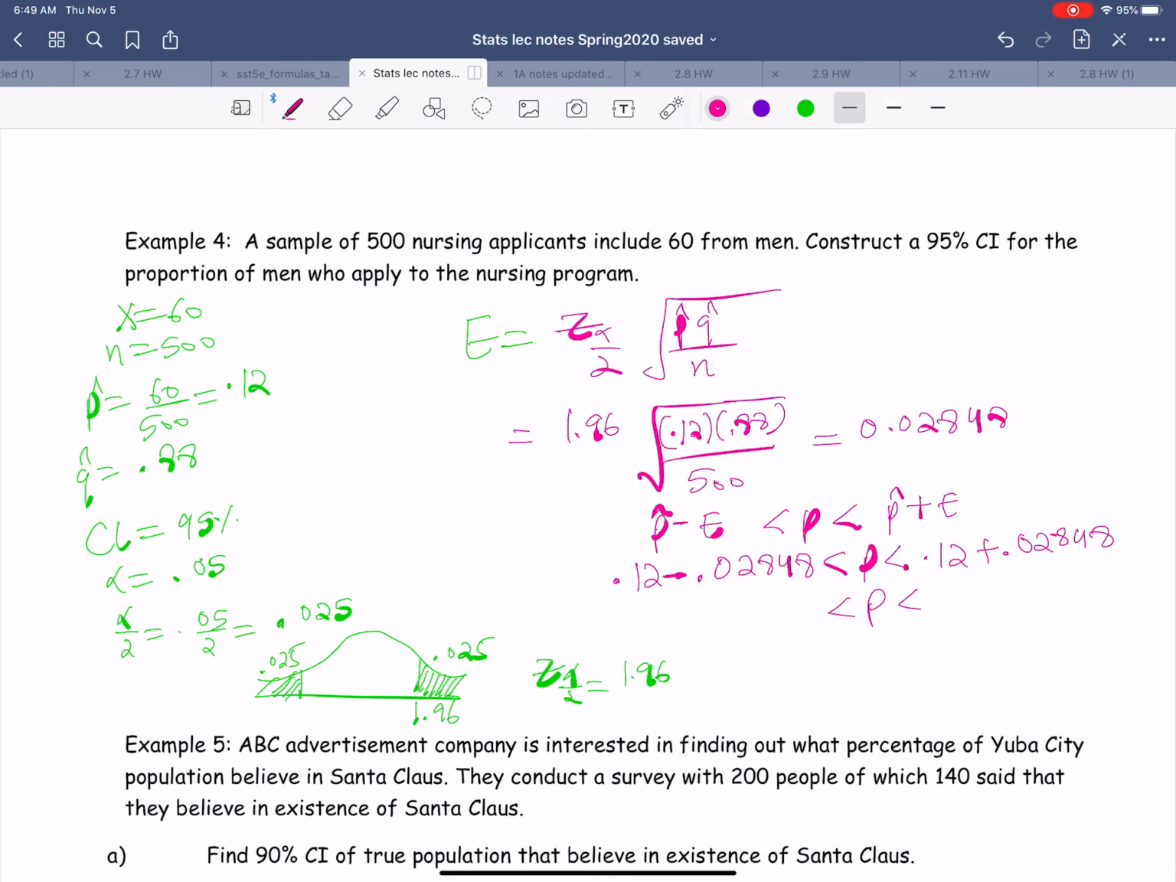Now 0.09152. I didn't round it to 3 sig figs. We should round it to 3 sig figs, or however your MyMathLab says, but normally it would be 3 sig figs. And the upper limit is 0.1485. Okay.